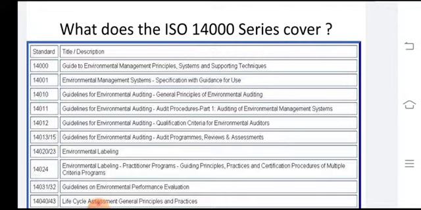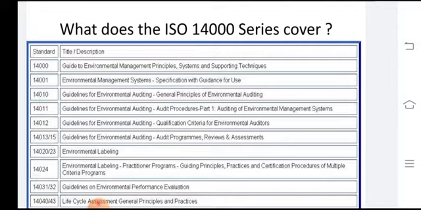So let's review it. Starting with the first one, 14000, it is going to guide environmental management principles and systems and supporting techniques. Then we have 14001, which is about the environmental management system specification with guidance for use. Then we have 14010, which is about guidelines for environmental auditing, general principles for environmental auditing.